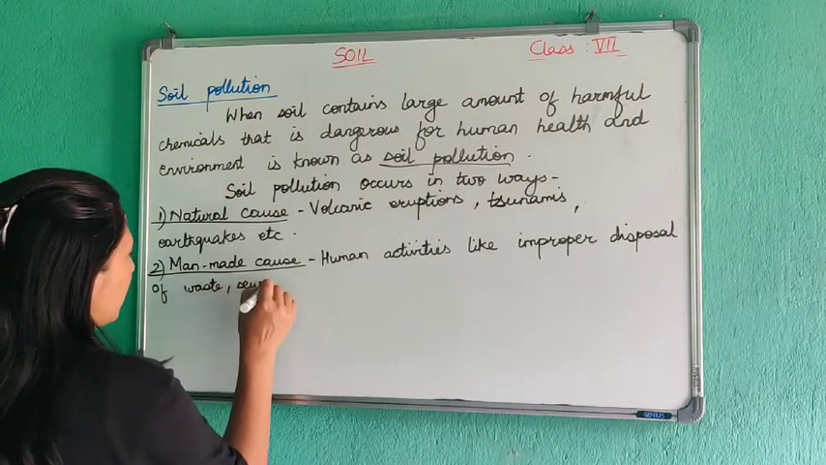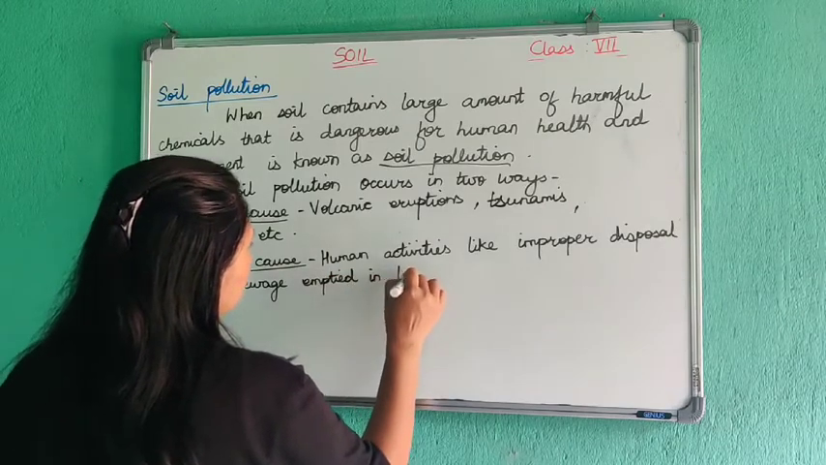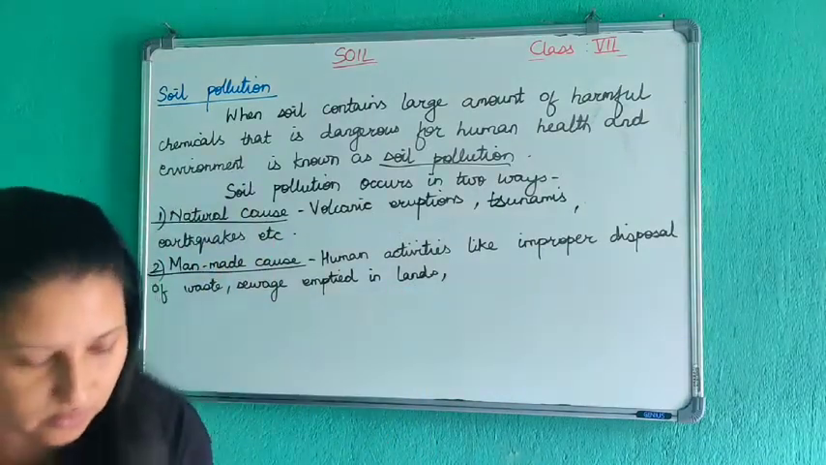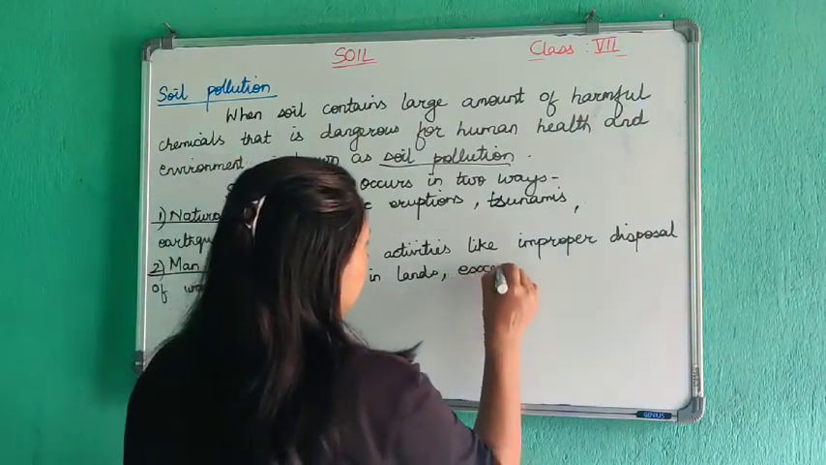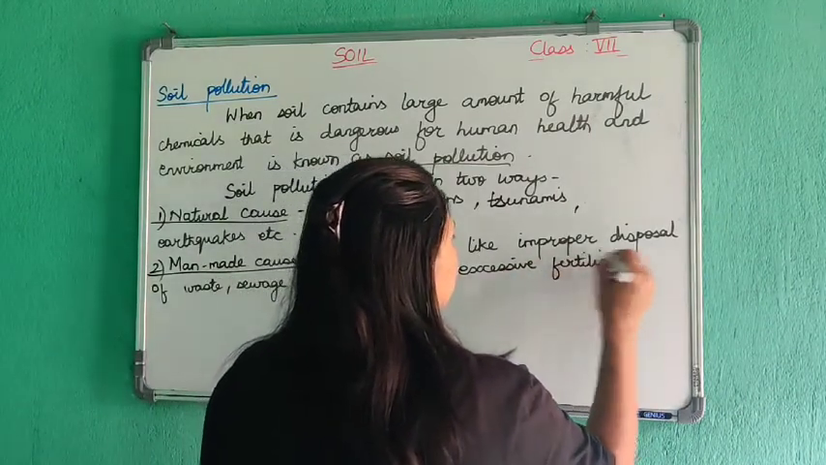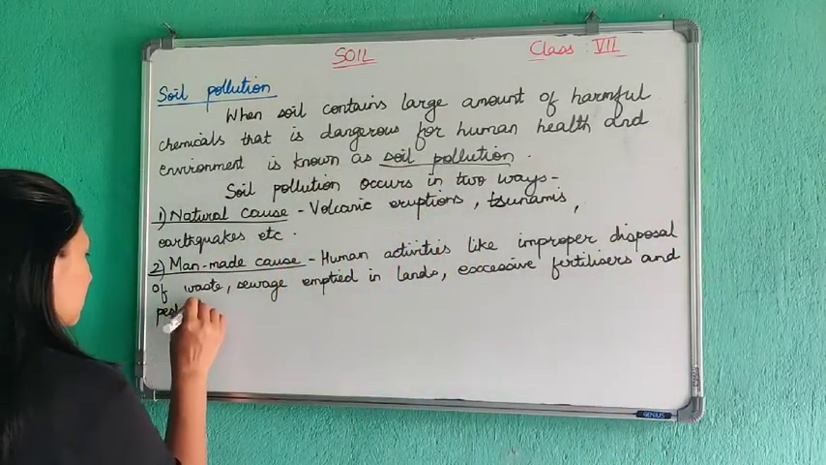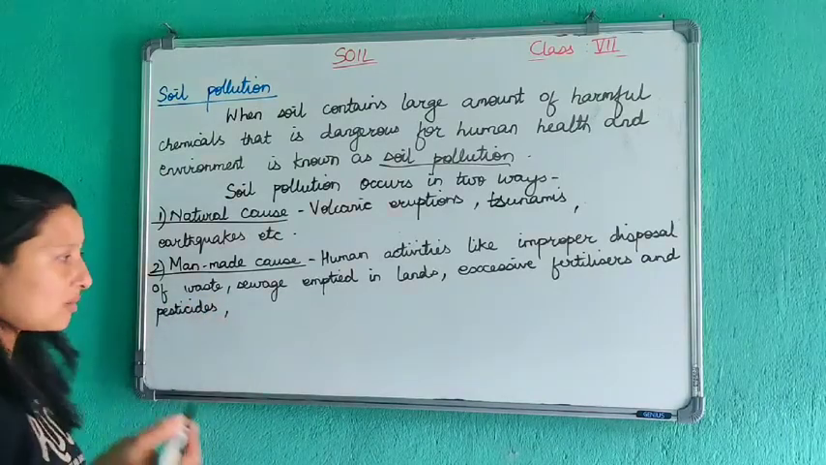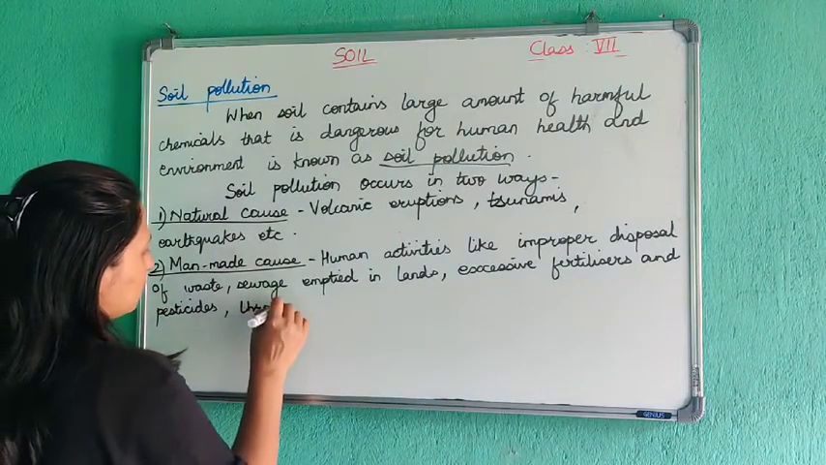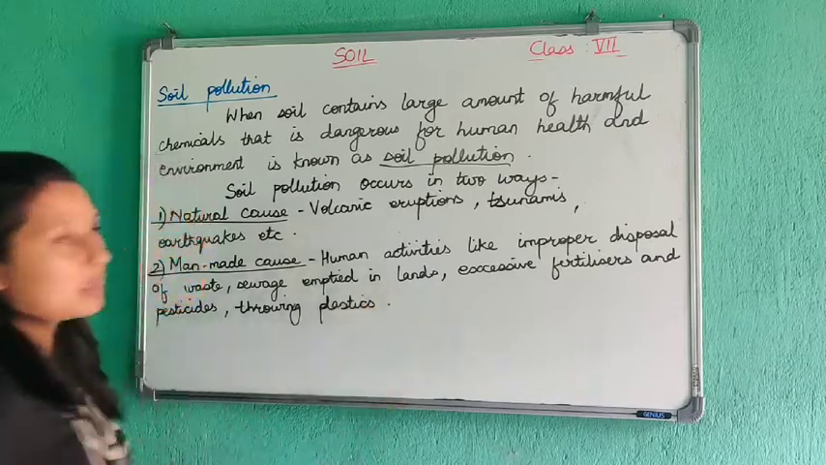Next is sewage emptied in lands. Sometimes we dump all the waste from toilets onto the land. Then we also use excessive fertilizers or pesticides in the field. Pesticides in the farms also cause pollution. And when we throw plastics in the soil, that will also cause soil pollution.